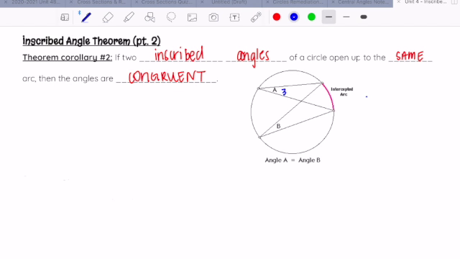Let's say I gave you an example that looked like this, and it says the intercepted arc measures 54 degrees, and I wanted you to find angle A. Well, all you have to do is divide that by 2, but it would be the same as angle B. So I can ask you for either angle. It doesn't matter. It's going to be the same answer. So 54 divided by 2 is going to be 27 degrees here and 27 degrees here.